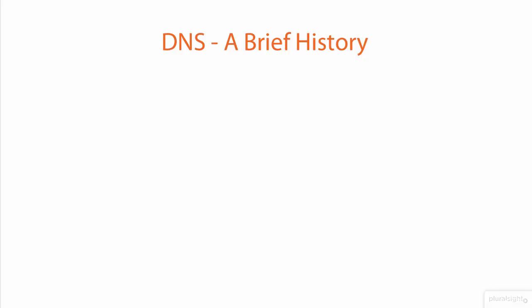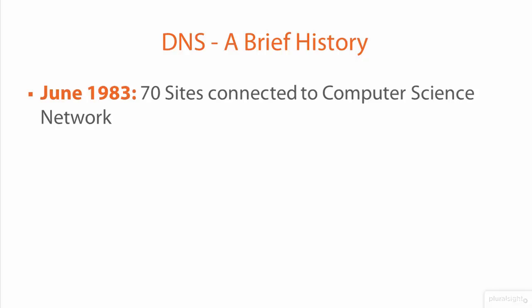So DNS, when did it all begin? I think we all probably know a little bit about what DNS is, but when we go back into its history, go back to June 1983. I'm guessing some of you weren't even born in June 1983. There were up to 70 sites connected to the Computer Science Network. This is really the network that joined some government and university and science establishments together so they could share data. It's really what was following on from the original ARPANET.